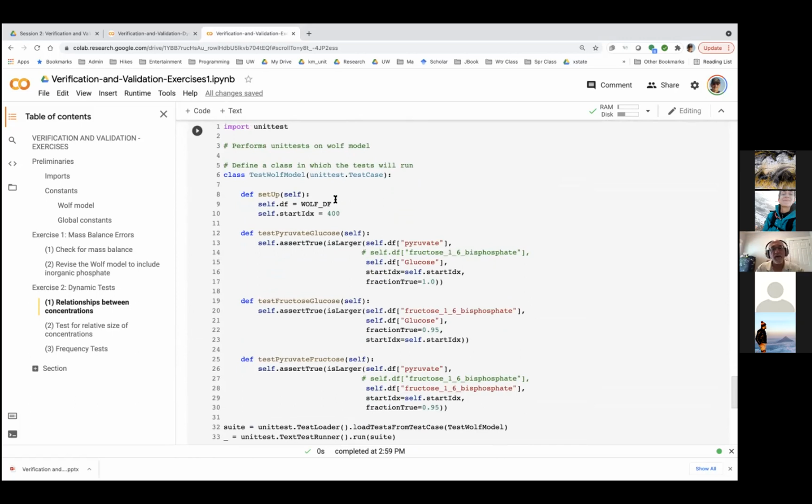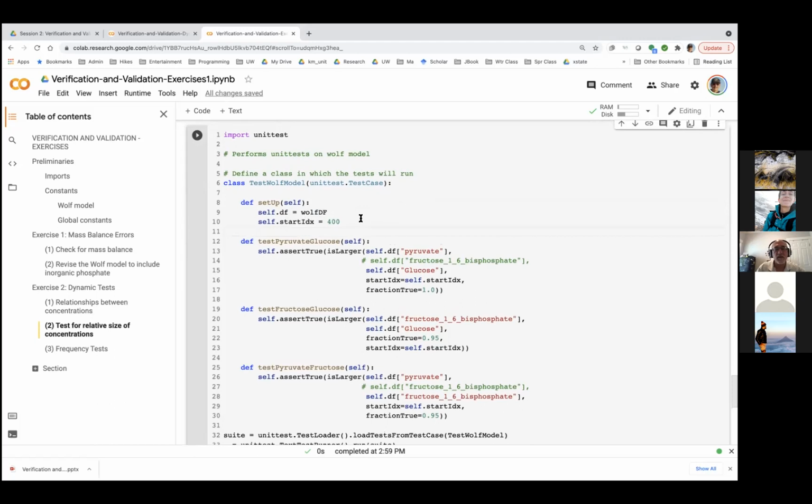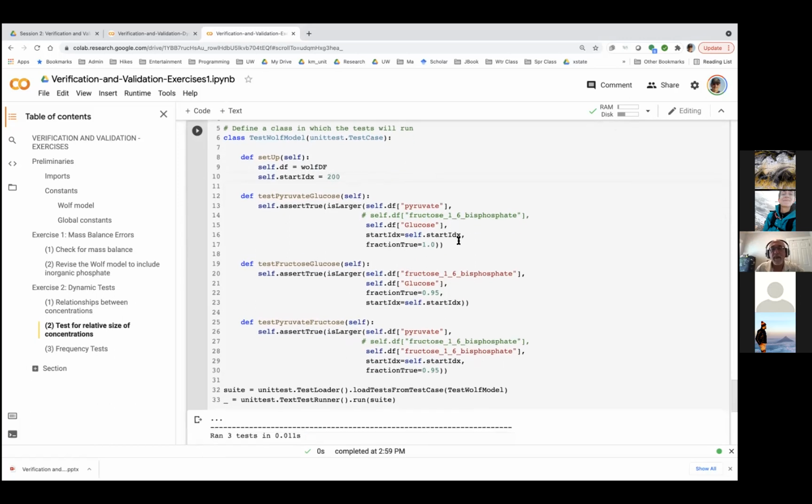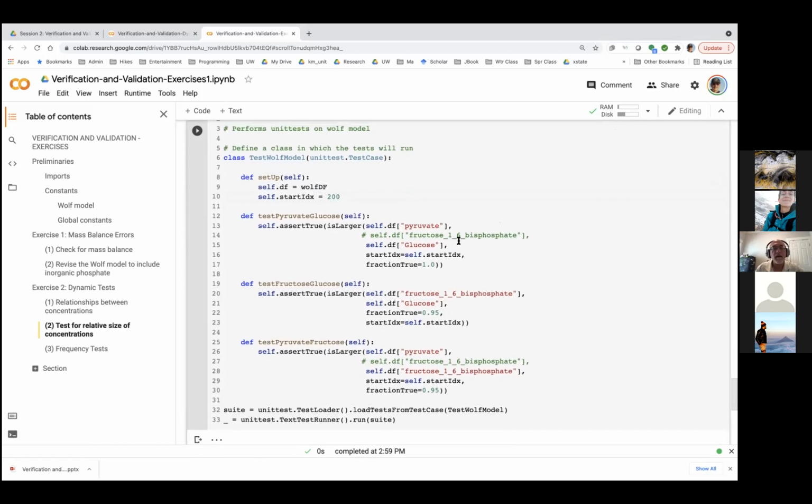What the unit test does, now let's actually use the one we just created, wolf df. That's the one that's actually simulation output. I said start index equals 400 because I wanted to get past the initial transient. Probably could even do it earlier. Let's do 200, what the heck? Let's see if it fails. Okay, and that's my data frame.